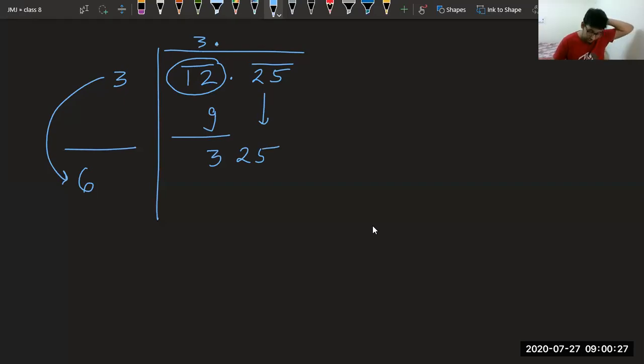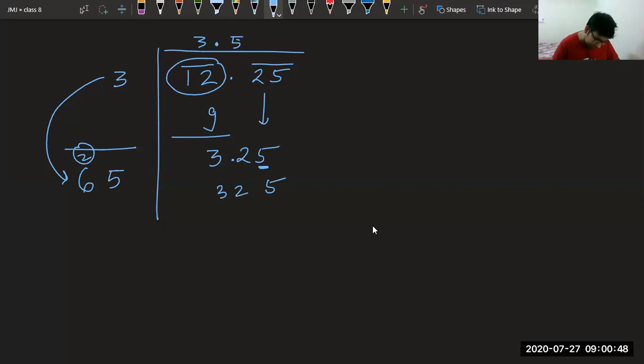Now we have to find 325. So this 5 is coming at the last. That gives me a hint to use 5 and 5. 5 5s are 25. 2 is carried. 5 6s are 30. It becomes 32.